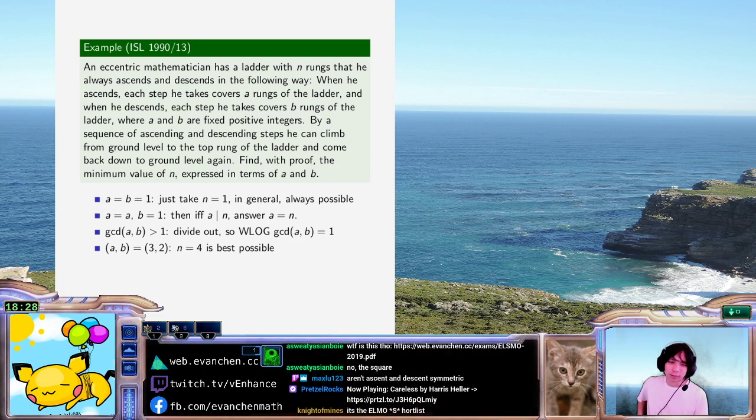Aren't ascent and descent symmetric? Oh, yeah. I was just sort of thinking, in my head, I'm looking at examples where a equals b. Or, sorry, a is at least b.